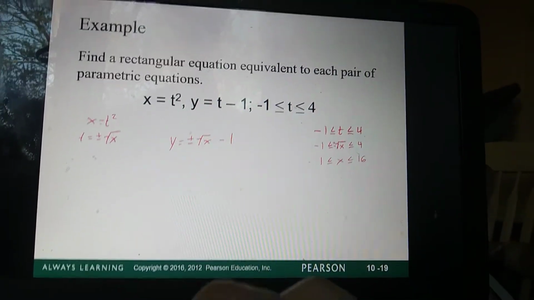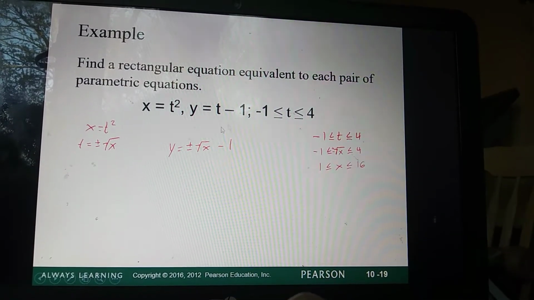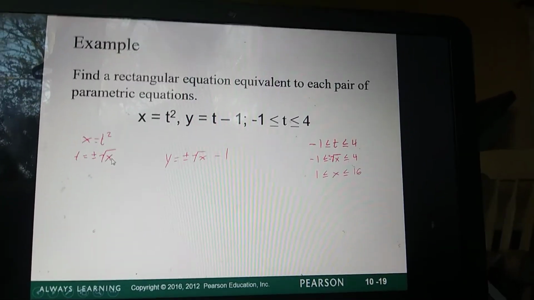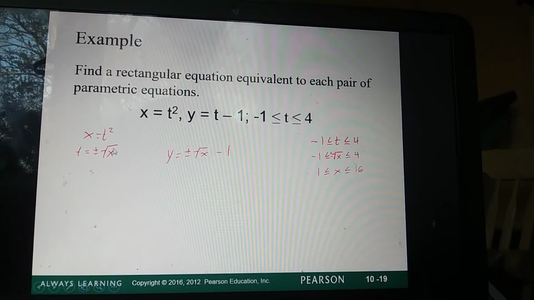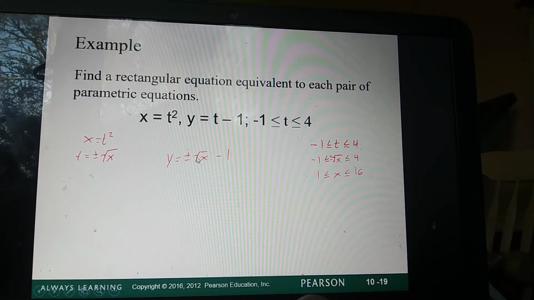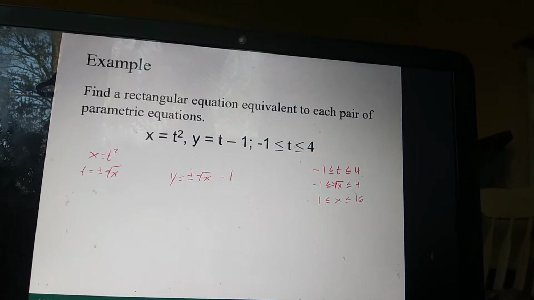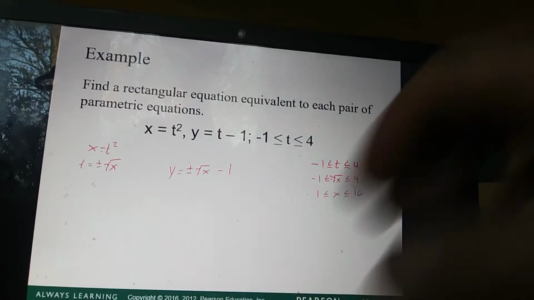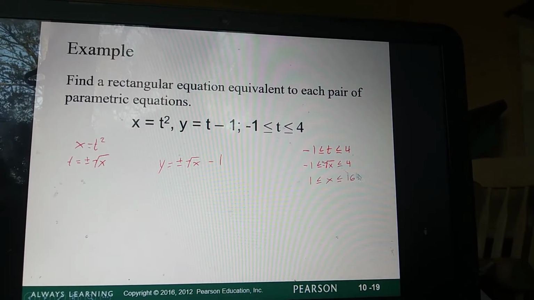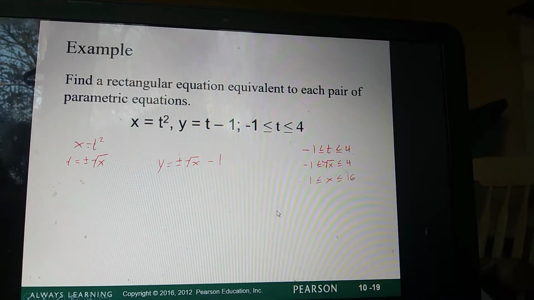Here's another one. x equals t squared, y equals t minus 1. In this case, we already have x equal to t squared, so t equals plus or minus the square root of x. When we plug that in for t, we have y equals the square root of x, plus or minus, minus 1. Some of these don't come out as functions. Remember, we're not limited to functions now. Then we talk about our parameters with respect to x, and if we were to square x, we would get between 1 and 16.